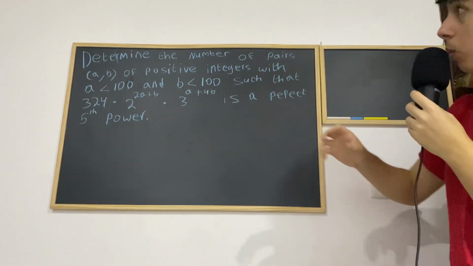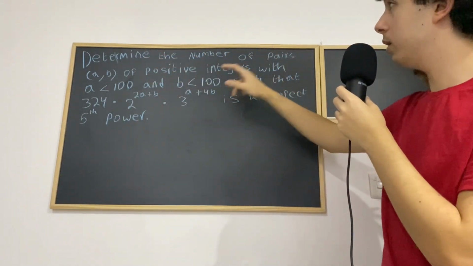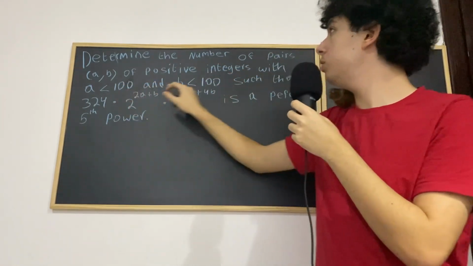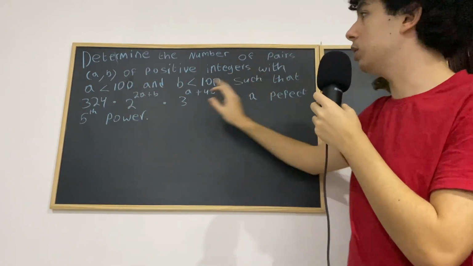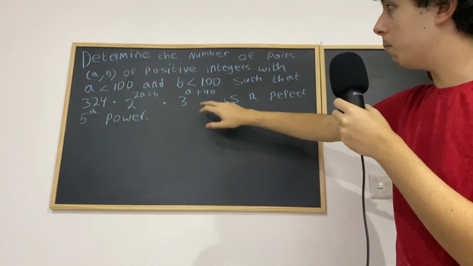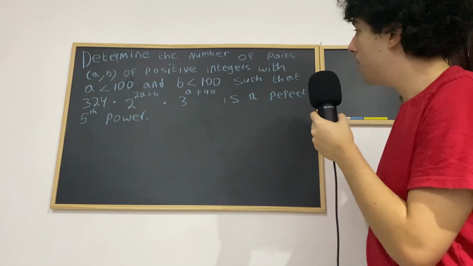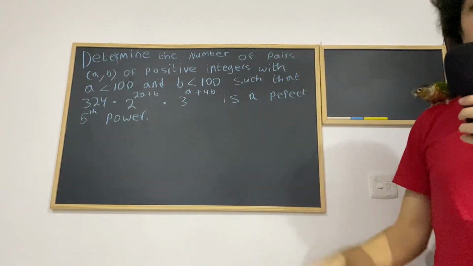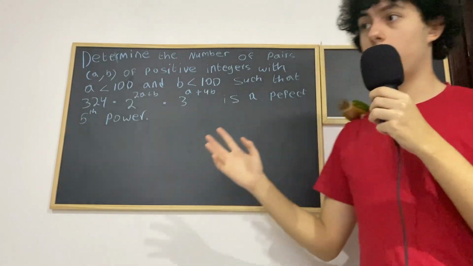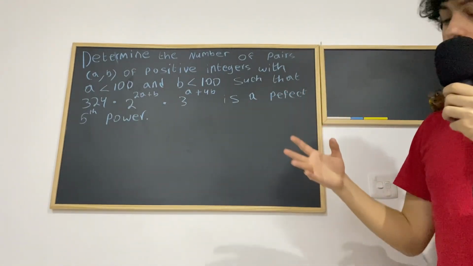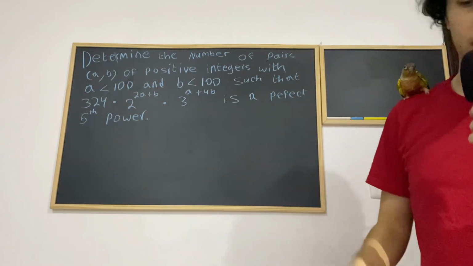Here we're supposed to determine the number of pairs A and B of positive integers, with A being less than 100 and B being less than 100, such that 324 multiplied by 2 to the power of 2A plus B multiplied by 3 to the power of A plus 4B is a perfect fifth power, right? If you want to take a screenshot of this question or read it one last time, you should do so because I'm about to erase it.